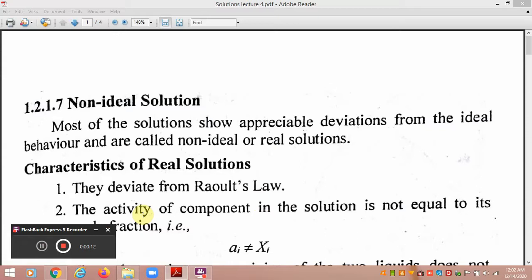Dear friends, in the last part of the video on the study of solutions, we discussed the ideal solution and also tried to derive the equation for Raoult's law for an ideal solution. But it is observed that most solutions show appreciable deviation from ideal behavior, and these solutions are called non-ideal solutions or real solutions. In this part of the video, we are going to talk about such non-ideal or real solutions.